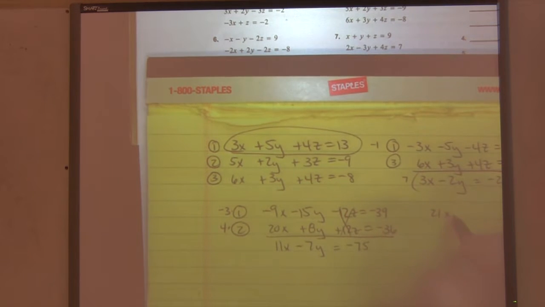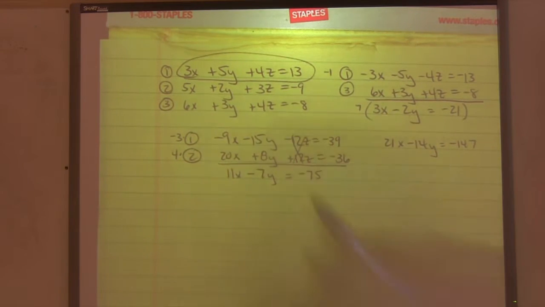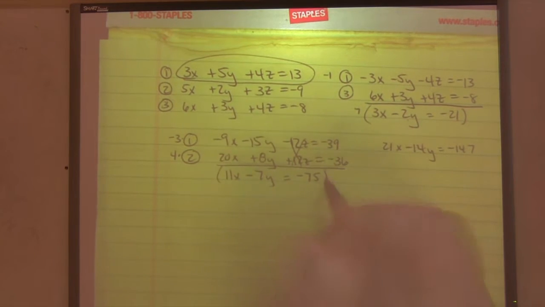So 21x minus 14y equals a negative 147. And I'm going to multiply this next equation. I want that to be a positive 14. And so I'm going to multiply that by negative 2. So that gives me a negative 22x, a positive 14y, and a positive 150.